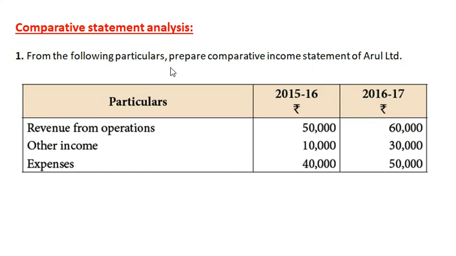From the following particulars, prepare the comparative income statement of Arul Limited. The given particulars are revenue from operations, other income, and expenses. In 2015 to 16, they had a revenue from operations of Rs 50,000, other income of Rs 10,000, and expenses of Rs 40,000. In the year 2016 to 17, they have a revenue from operations of Rs 60,000, other income of Rs 30,000, and expenses of Rs 50,000.